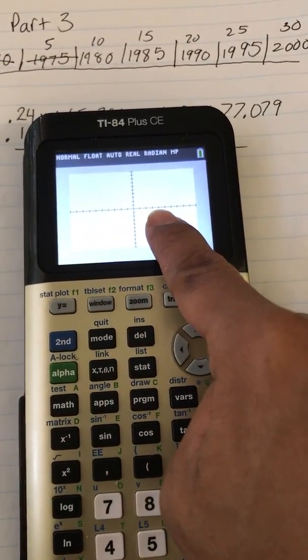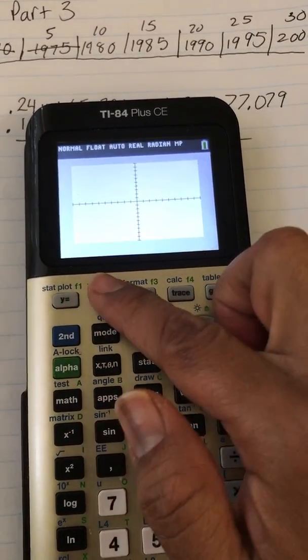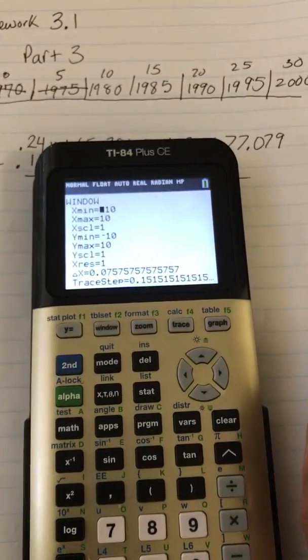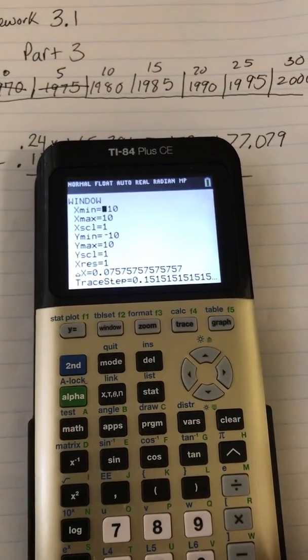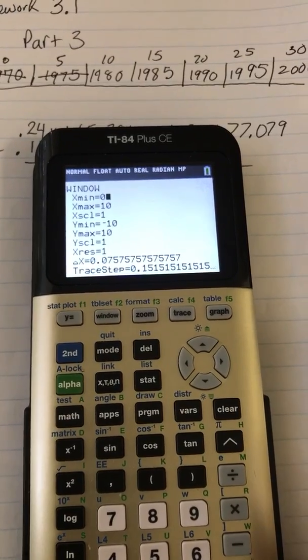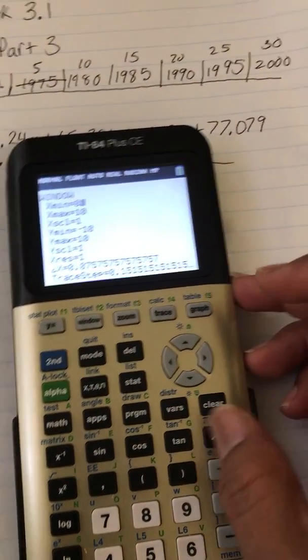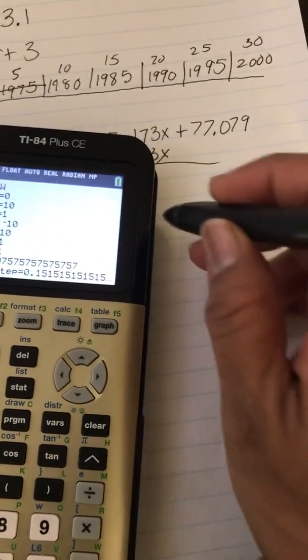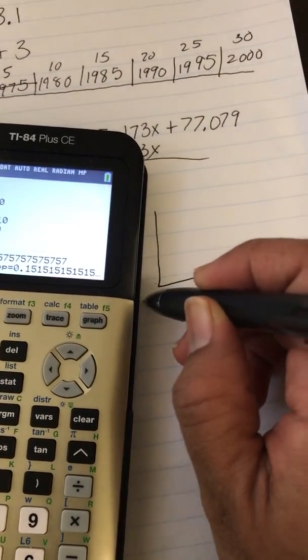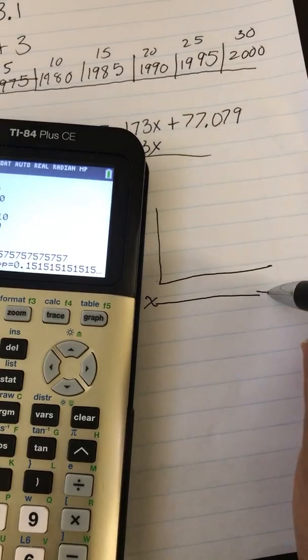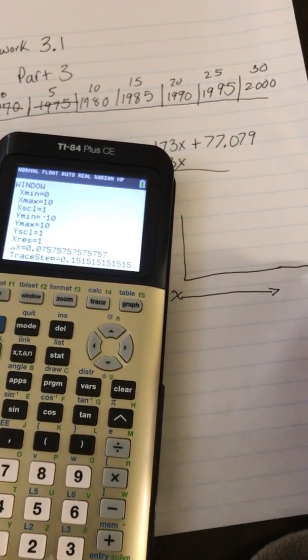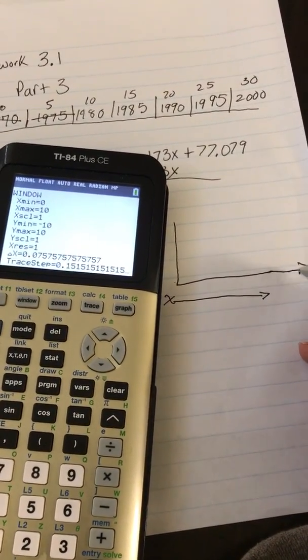So what I'm going to need to do is change my window. Now nothing's negative, so the x minimum is going to be 0. That's the least x value. Remember that the x-axis is this axis here. X-axis goes this way. So I don't know when they will be equal.